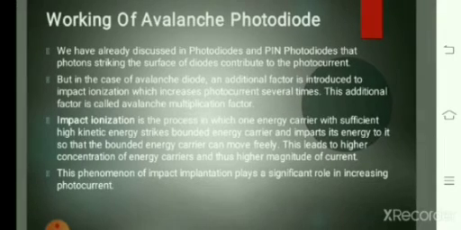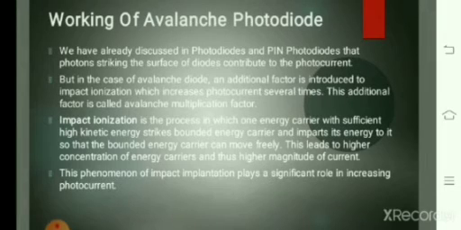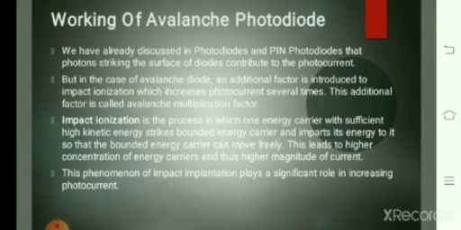Impact ionization is the process in which one energy carrier with sufficiently high kinetic energy strikes a bound energy carrier and imparts energy to it so that the bound carrier can move freely. This leads to a higher concentration of energy carriers and thus a high magnitude of current. This phenomenon of impact ionization plays a significant role in increasing photocurrent.